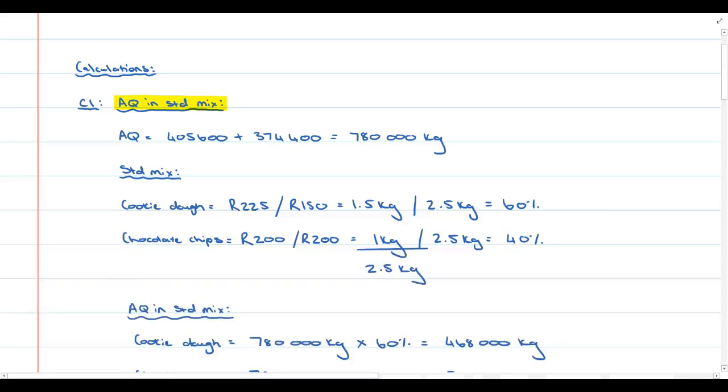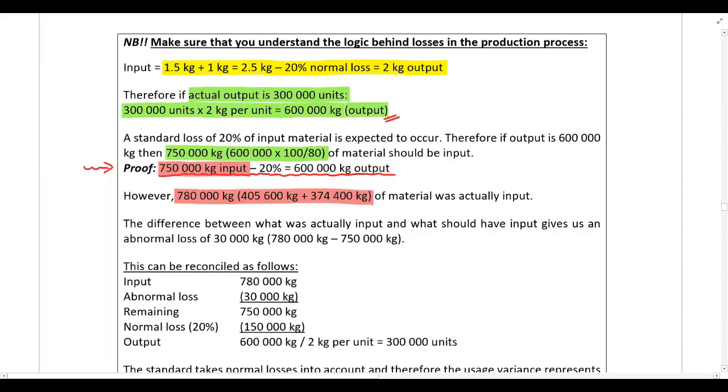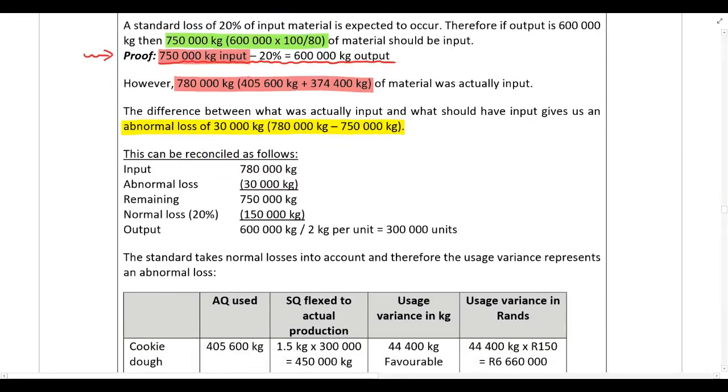And you'll remember that does tie into our previous calculations over here where we were putting that actual quantity into the standard mix. The actual quantity used was 780,000 kilograms. So to make 300,000 units, they should have input 750,000 kilograms. That takes the normal loss into account. However, they actually input 780,000 kilograms. So the difference between what they actually input and what they should have input gives us an abnormal loss of 30,000 kilograms. And you can see just below I've included a reconciliation for you.